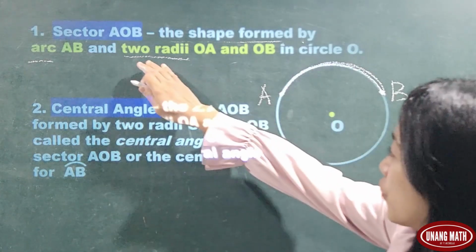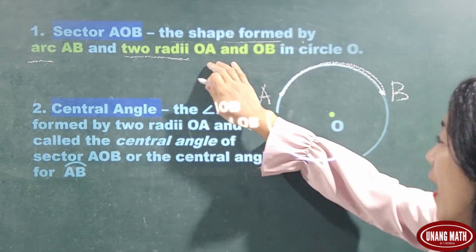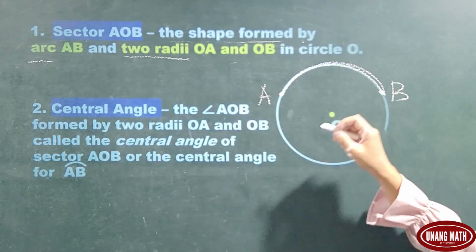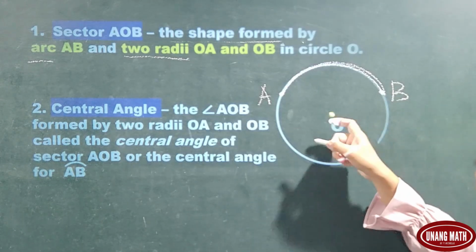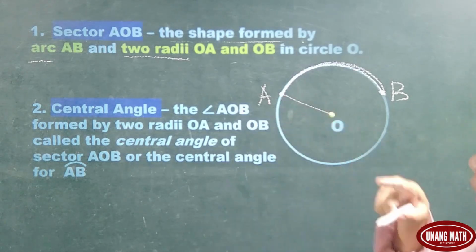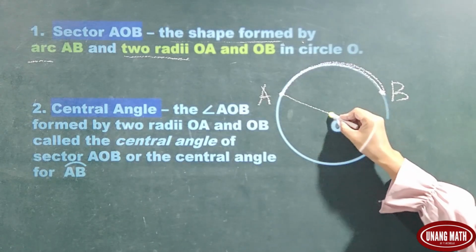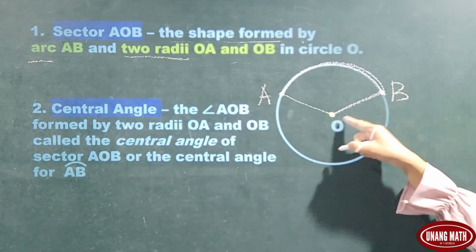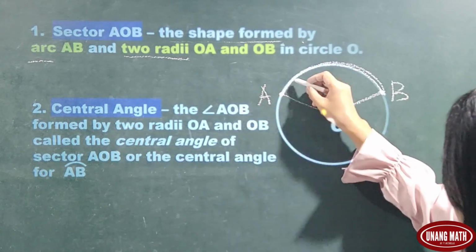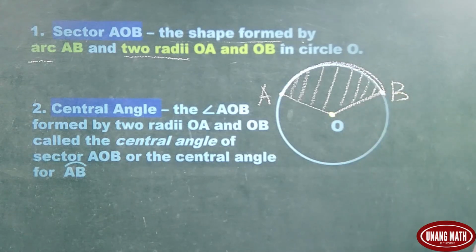What about our two radii? It will be radius OA and radius OB. So where is radius OA? From the center of the circle to this point. So this is OA or radius OA. What about OB? From here to this point, then this is radius OB. So our sector AOB is this shape.